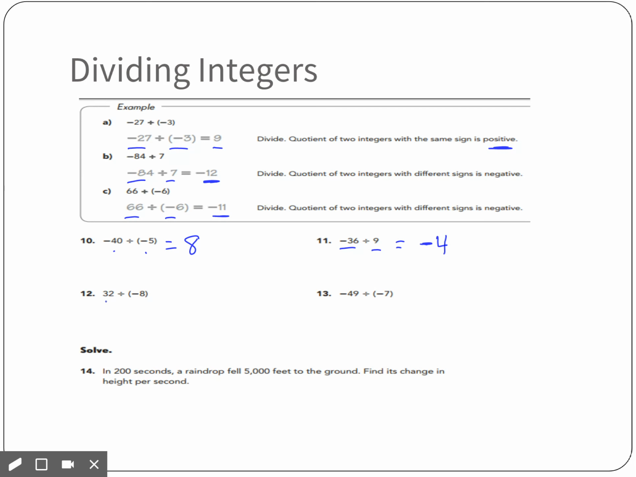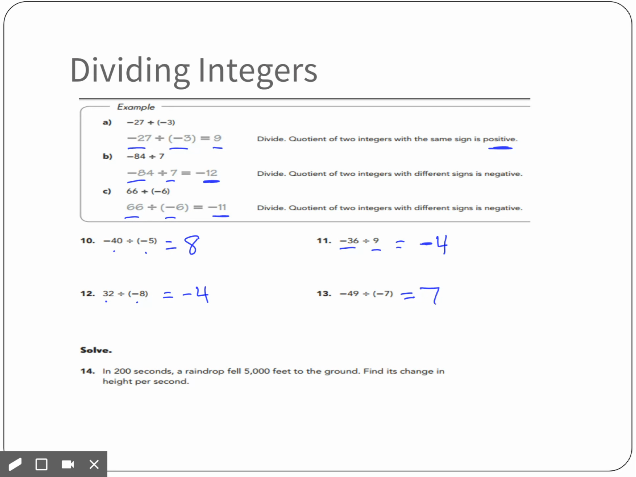Number 12, positive divided by a negative. Again, one negative, that's my clue. My answer's negative. And 32 divided by 8 is 4. And number 13, negative 49 divided by negative 7. Two negatives is positive. So 49 divided by 7 is 7.